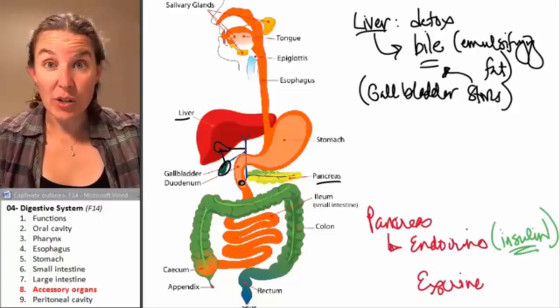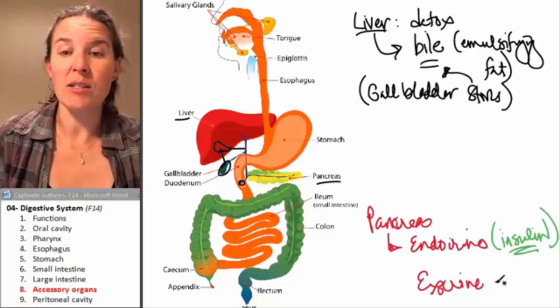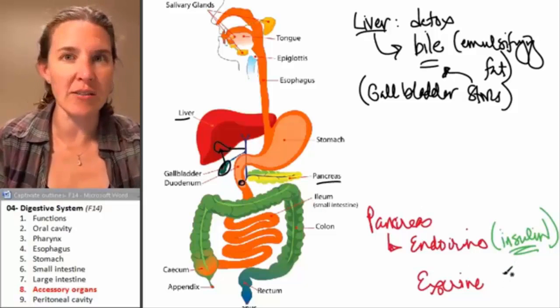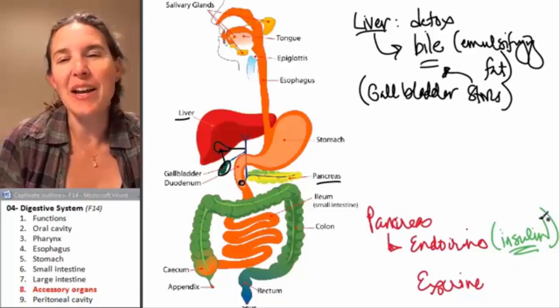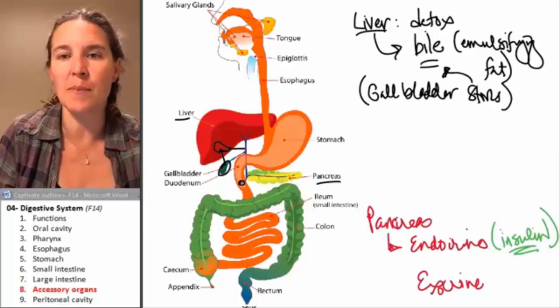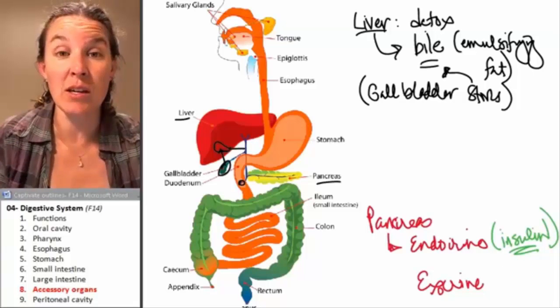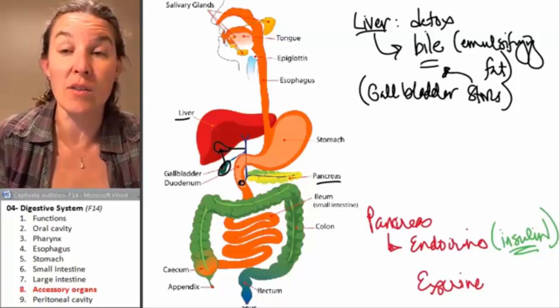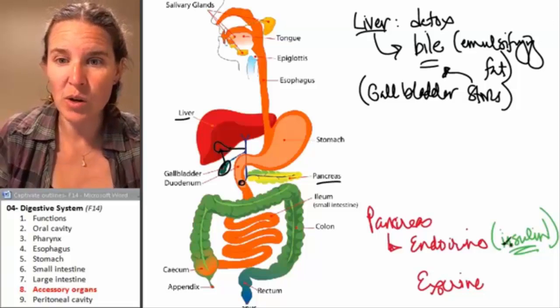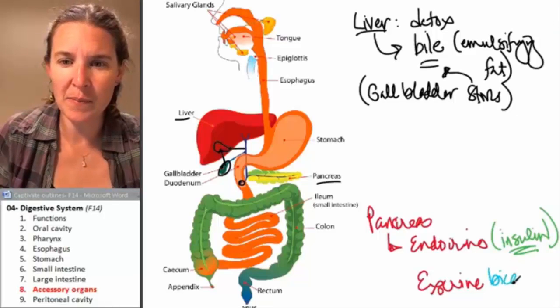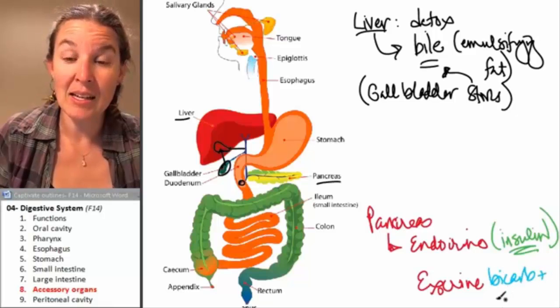The exocrine portion of the pancreas produces digestive enzymes, and produces bicarbonate, which helps increase the pH of the juice that's coming out of the stomach. So bicarb and enzymes.